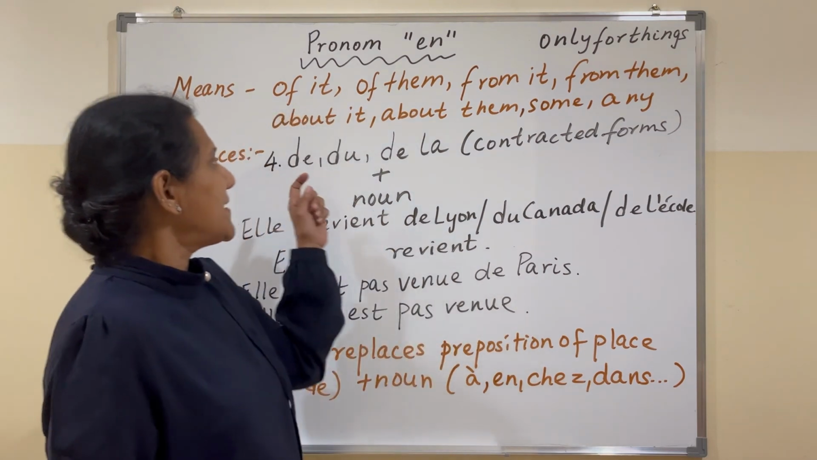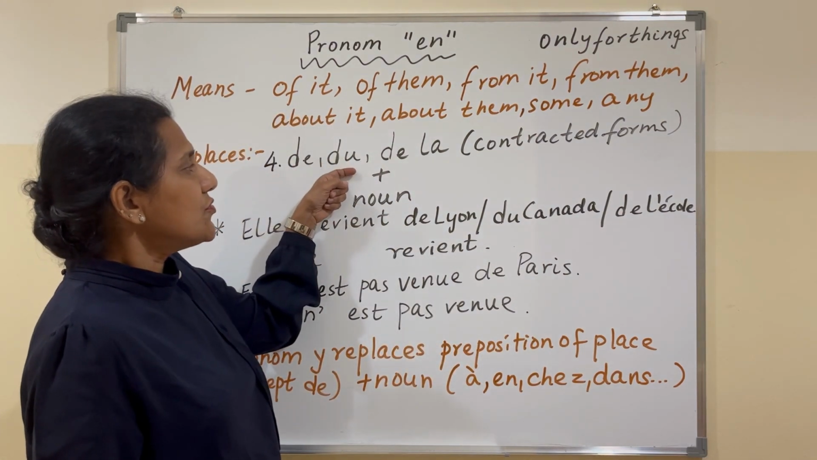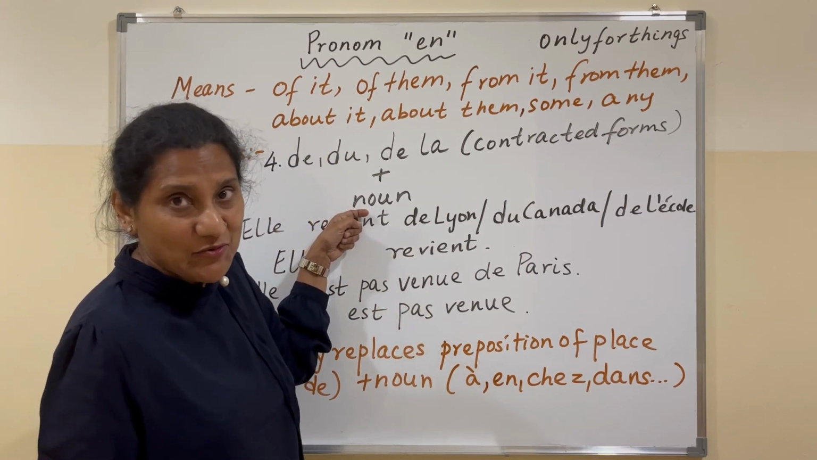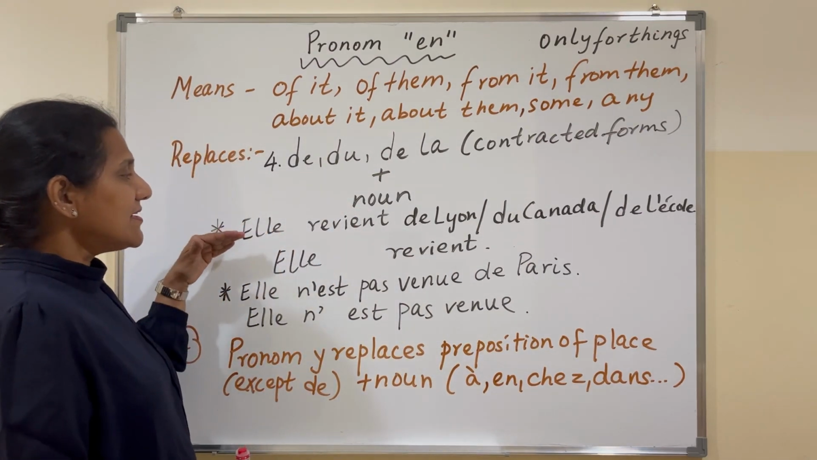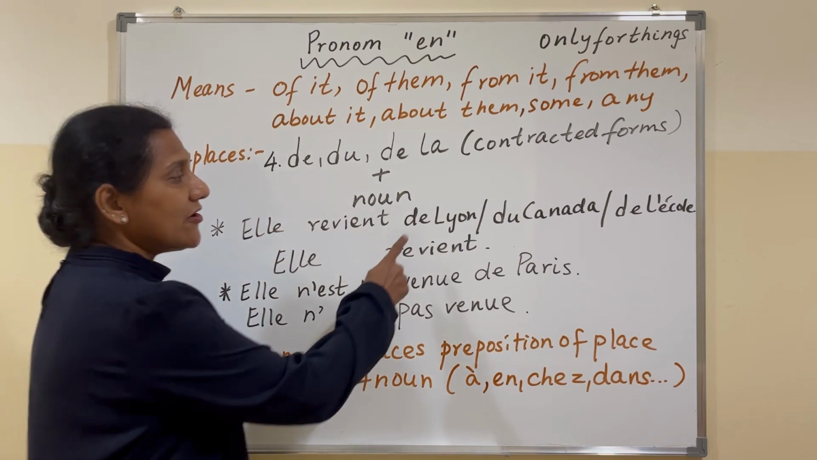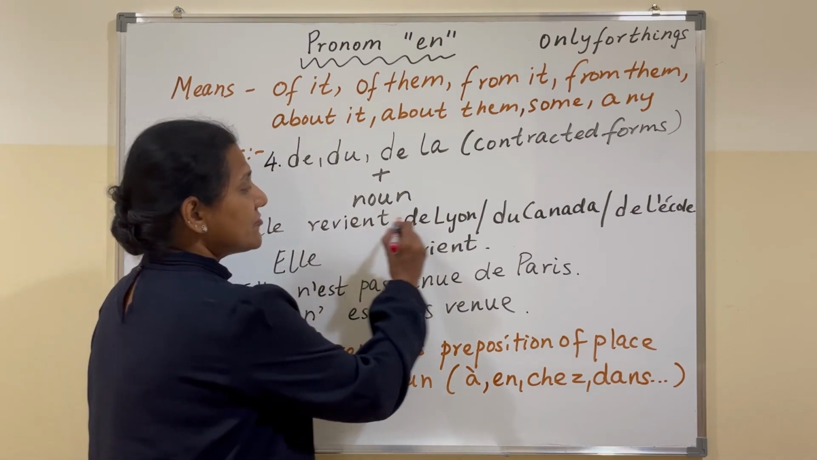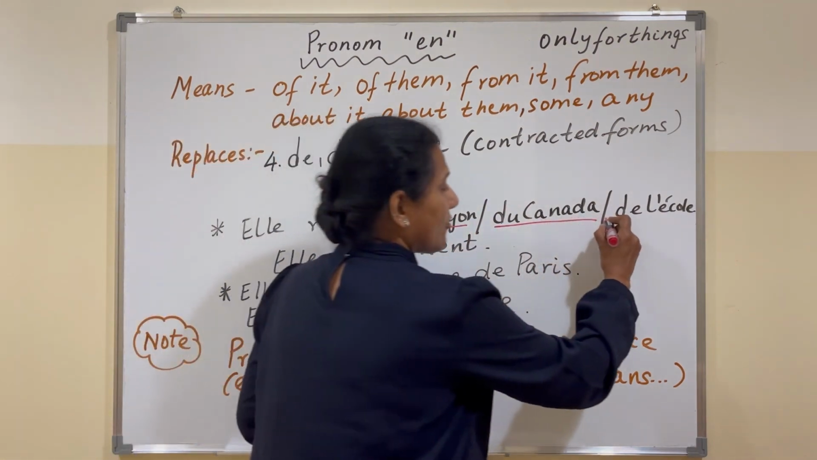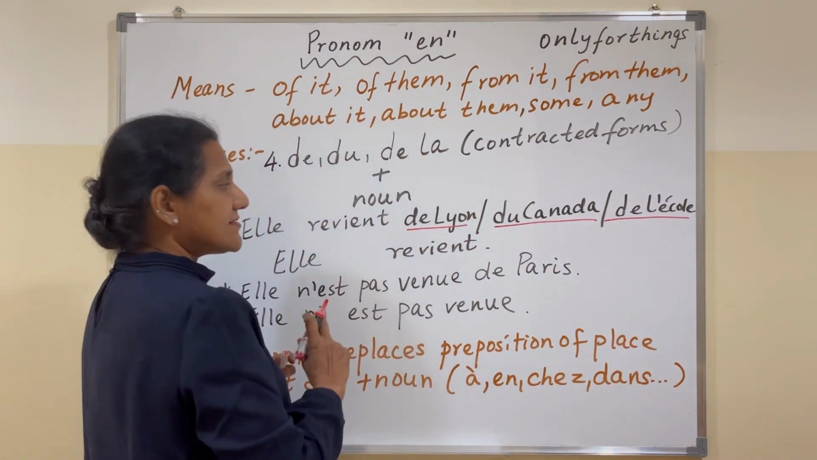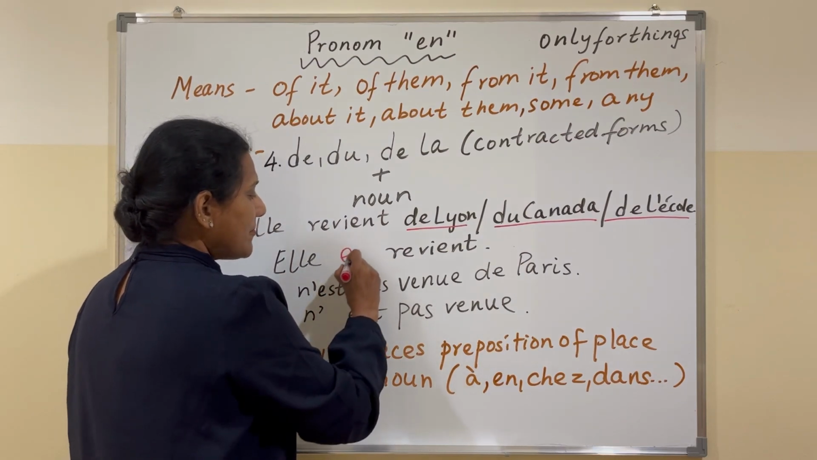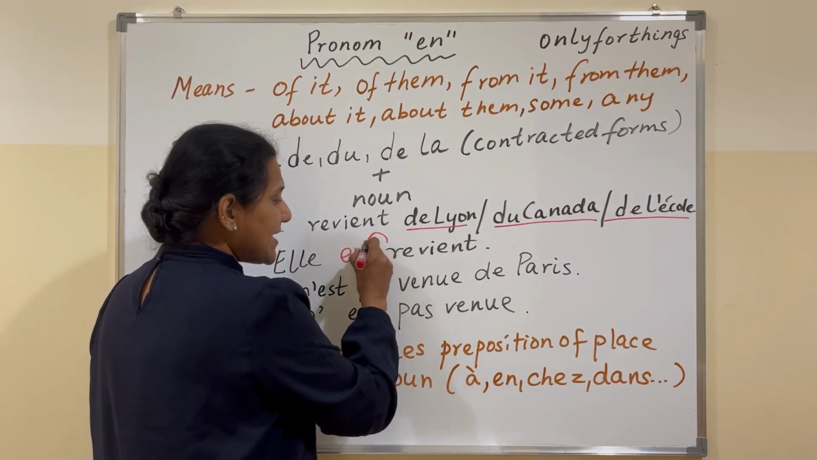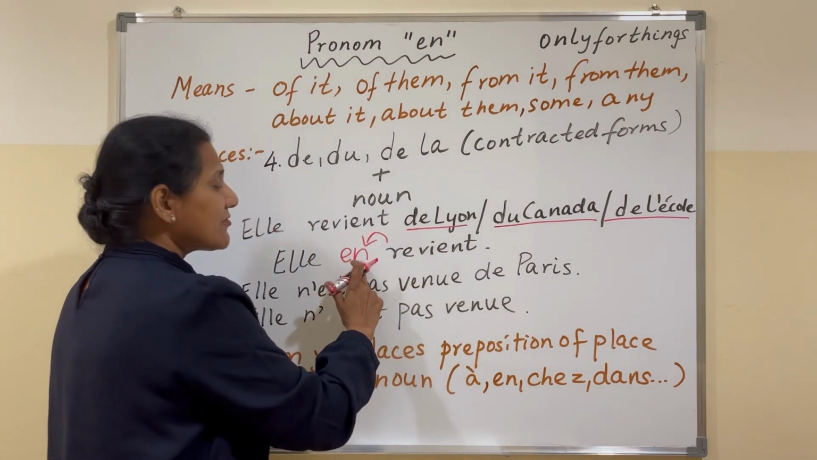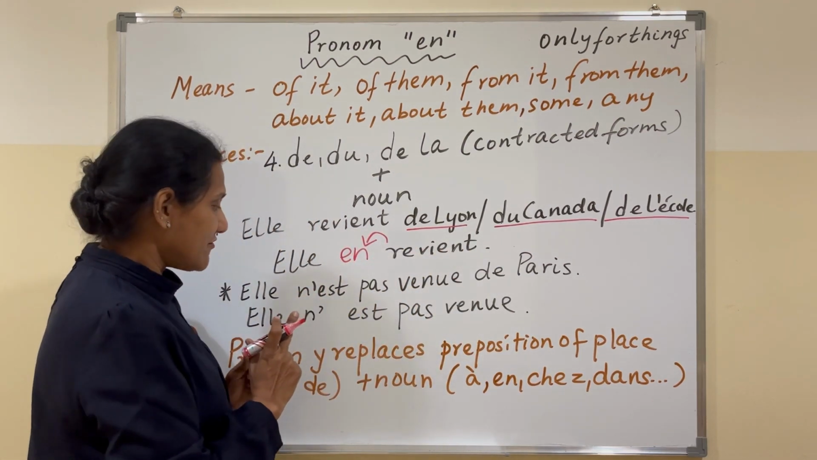The pronoun en replaces de, du, de la, all the contracted forms plus noun. Let's look at an example. Elle revient de Lyon. It could be elle revient du Canada. Elle revient de l'école. In all these cases, it will be replaced by en and it will be placed before the verb. This is a simple tense, so the pronoun en is placed before the verb.